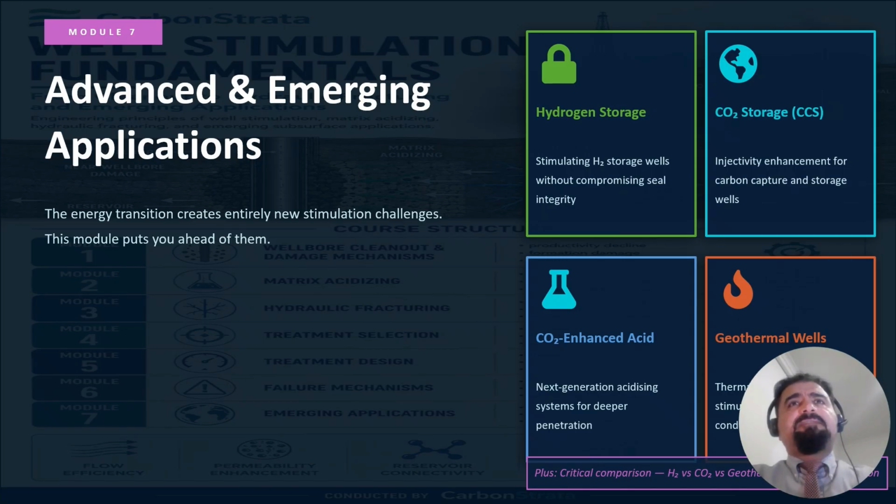Module 7 takes everything you have learned and applies it where the industry is heading. Hydrogen storage, CO2 capture and storage, CO2 enhanced acidizing, and geothermal stimulation in extreme environments. Plus a critical comparison that no other course covers, how stimulation strategy differs across all 4 of these sectors.